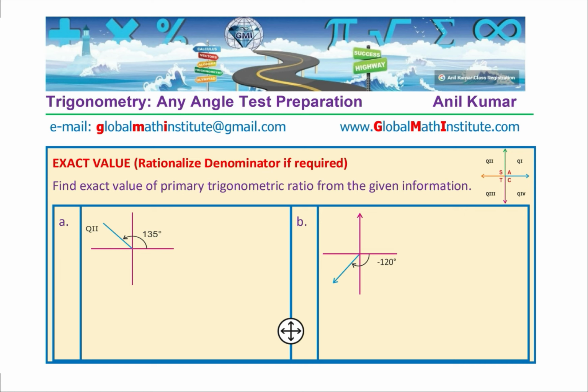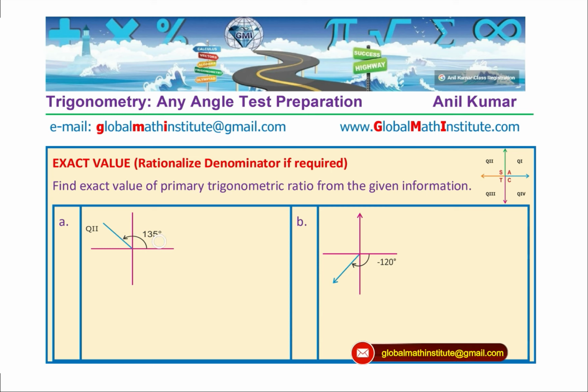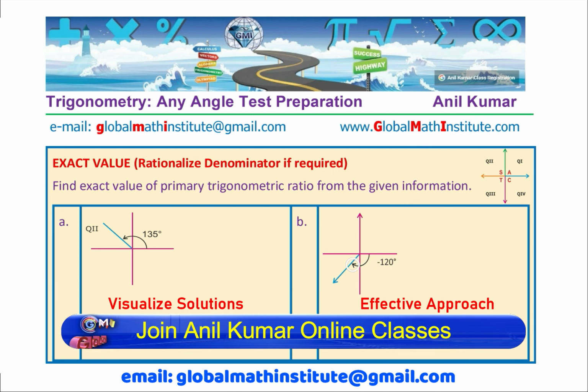Next question here is find exact value. Now you may have to rationalize denominator if required. Find exact value of primary trigonometric ratio from the given information. So now we are given principal angle 135 degrees, which lands up in quadrant 2. You need to find what is sine theta, what is cosine theta, what is tangent theta. Similarly here minus 120, right? Quadrant 3. What are these 3 primary trigonometric ratios?